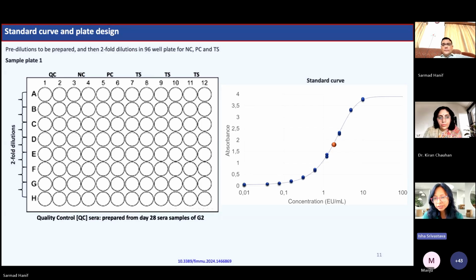She is asking which ELISA type is best for plant pathogens. Hello, am I audible? Yes. I was just thinking actually.